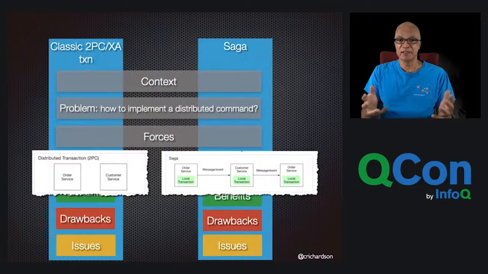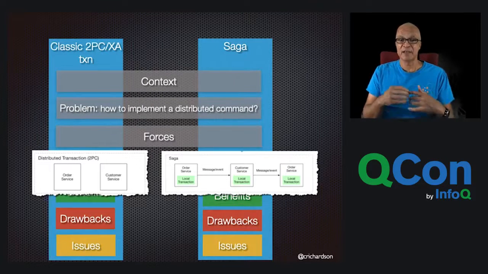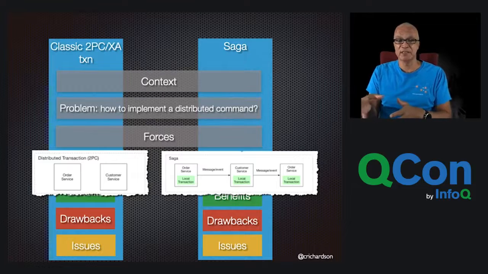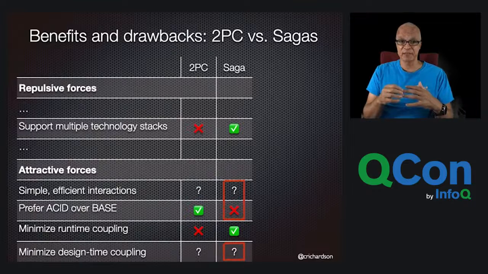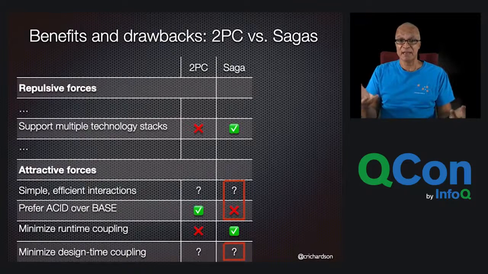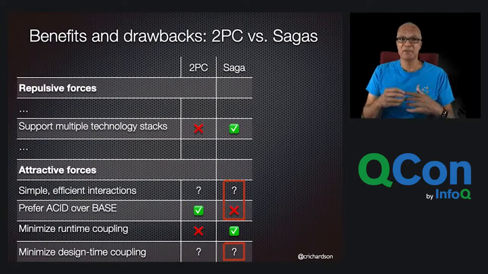When implementing a distributed command, there are 2 patterns to choose from. The first pattern is a classic distributed transaction, also known as two-phase commit. This pattern implements the command as a single ACID transaction that spans the participating services. The second pattern is the saga pattern. It implements the command as a sequence of local transactions in each of the participating services. It's eventually consistent. These 2 patterns resolve the dark energy and dark matter forces differently. 2PC has ACID semantics, which are simple and familiar, but it results in tight runtime coupling.